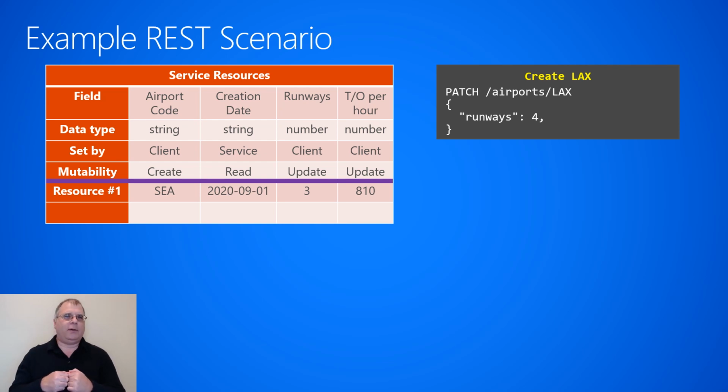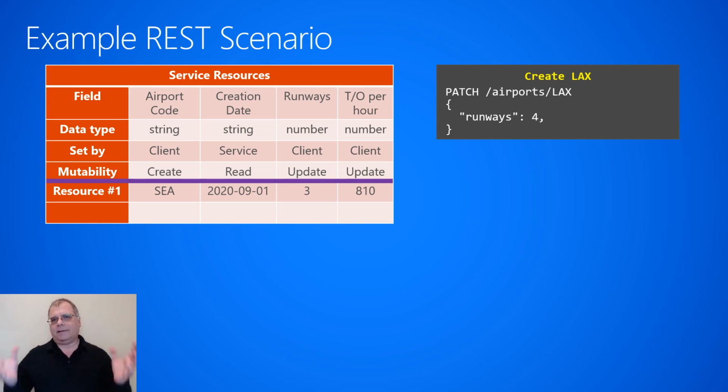Now I have added one resource into this collection. The airport code is SEA, which is for Seattle Airport. The creation date I have in here is 2020-09-01. The number of runways I have in here is 3, and the number of takeoffs per hour I have in here is 810.